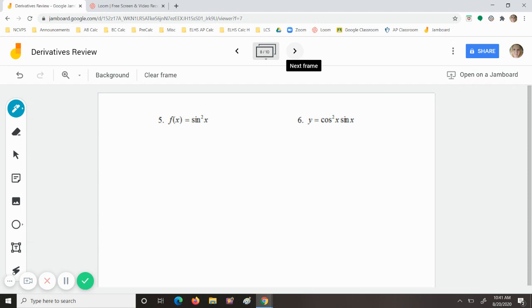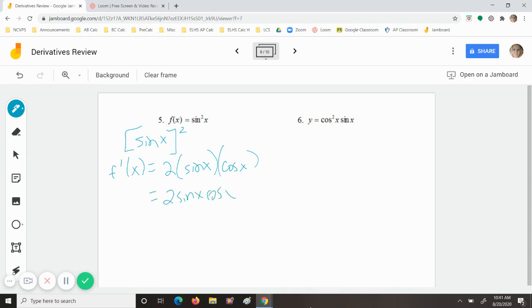Number 5 here, we have sine squared of x, which we can think of as sine of x all squared. That might help a little bit when we're trying to take the derivative because we have to use chain rule. Power out front. Sine of x is now to the first power, and the derivative of sine of x is cosine of x. So this one is just 2 sine of x cosine of x.